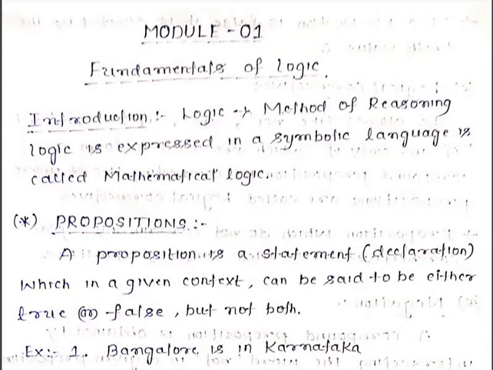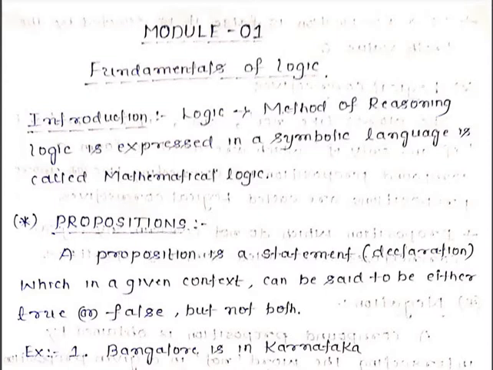So, any person can give any statement, and those statements are called propositions. It need not always be true. It can be false as well, but a single statement at a time cannot be true as well as false. It should be either true or false. So the best example for a proposition is: Bangalore is in Karnataka.